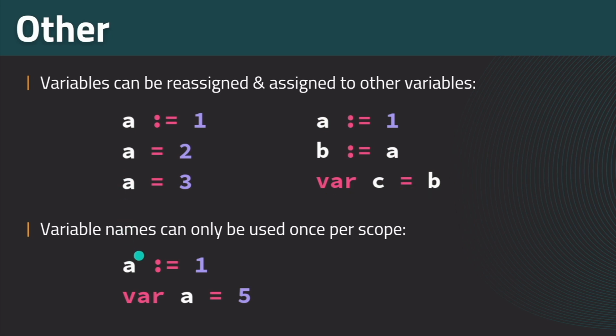Variable names can only be used once per scope. What this means is here, we're creating a variable A and assigning it the value of 1. Later on, we try to create variable A again using the var keyword and assign it 5. This won't work. That's going to be a compiler error because it's already been created one time. In this case, we would need to just drop the var keyword and have A equal to 5.